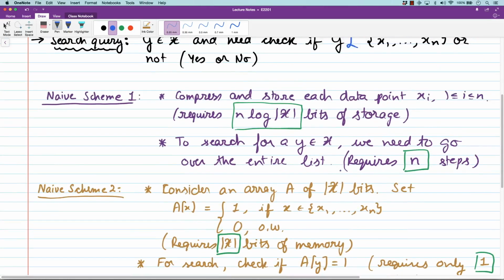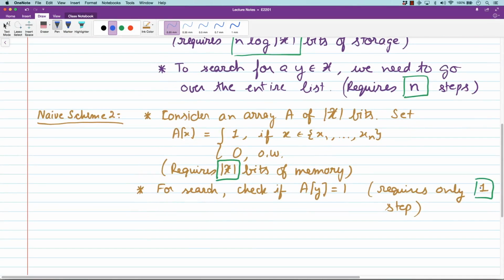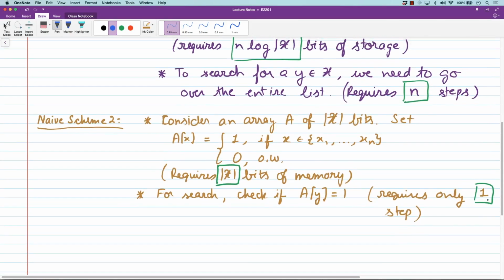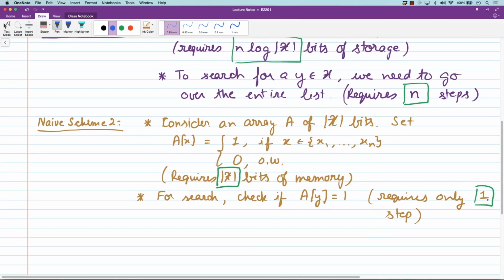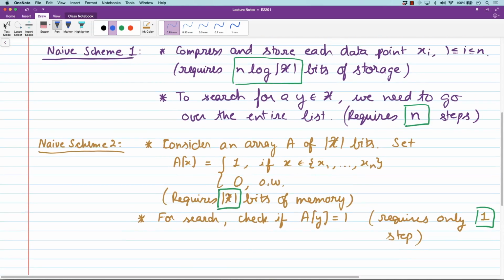Okay, so this scheme 2 requires a large memory but is very efficient. It just requires 1 step. So there are these two schemes. One requires roughly n log x bits, so roughly n bits, but also requires n steps computationally. The second scheme requires a large number of bits, mod x bits, but only one step computationally.